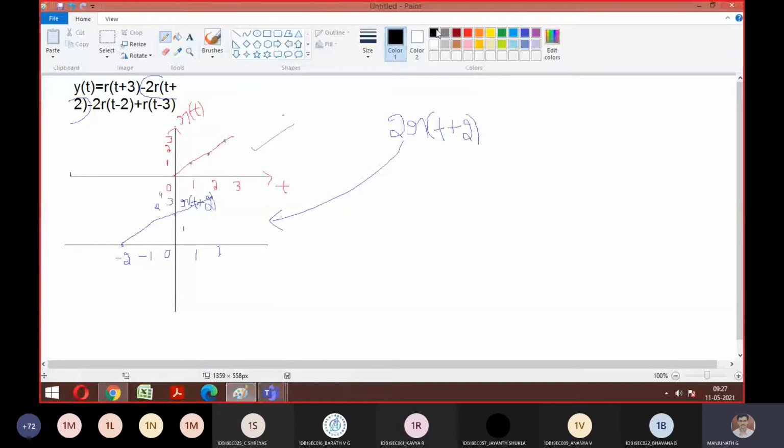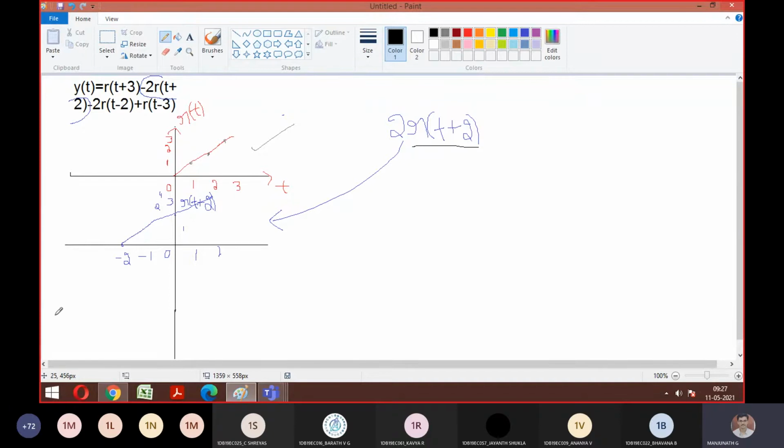Shall I proceed? If you understand this individual function, then you can solve. Only the amplitude part is what you got confused about yesterday. If that is clear, then the remaining part you can do yourself, not an issue. Shall I move on? Everyone got how we did r of t plus 2? Is this part okay? Yes, sir. Yeah. So now let's move on.